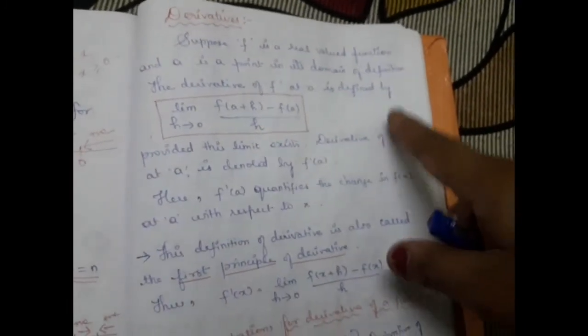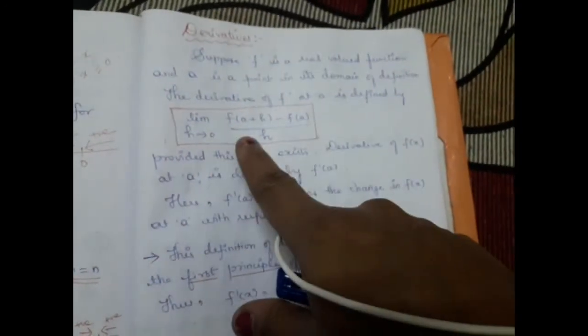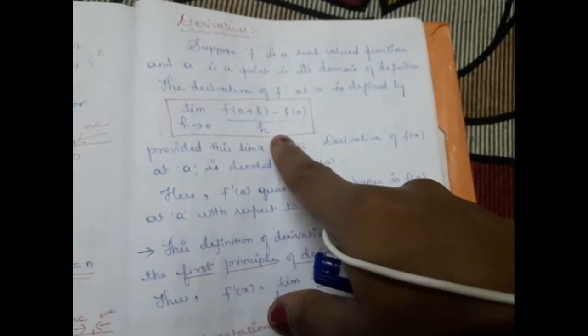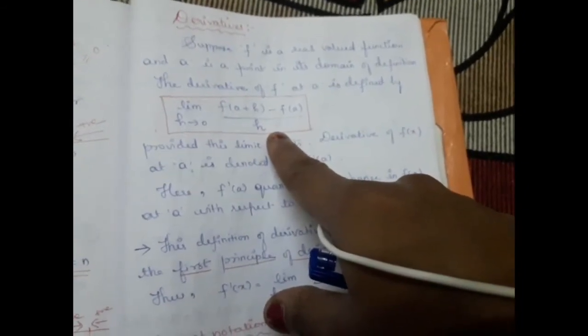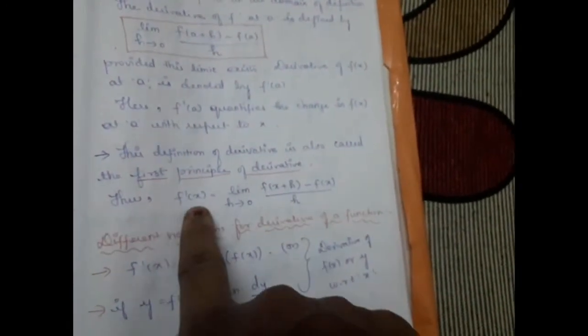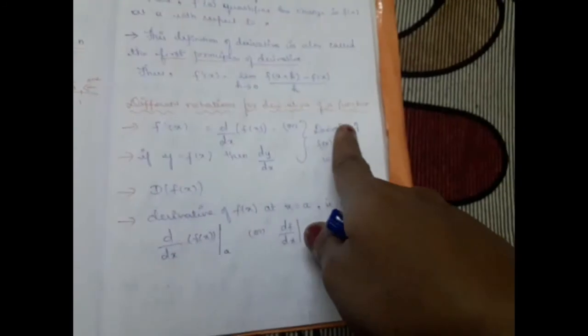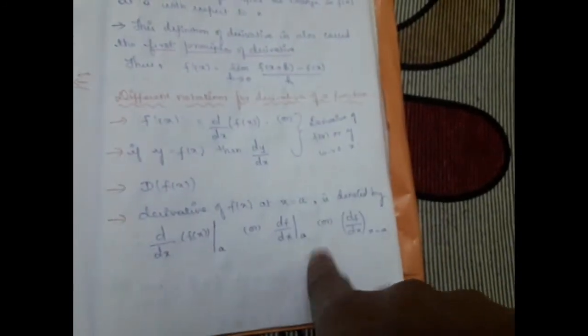So with this, let us wind up today's class. In today's class, we have seen the definition of a derivative, which says limit h tends to 0, f of a plus h minus f of a divided by h, which is the derivative of the function f of x at x equals to a. The first principle of derivative is f dash of x is equal to limit h tends to 0, f of x plus h minus f of x divided by h. Then we have seen the different notations of derivative of the function, right? Then we have seen a few problems on how to solve it.